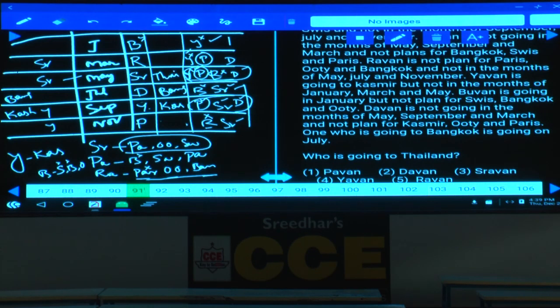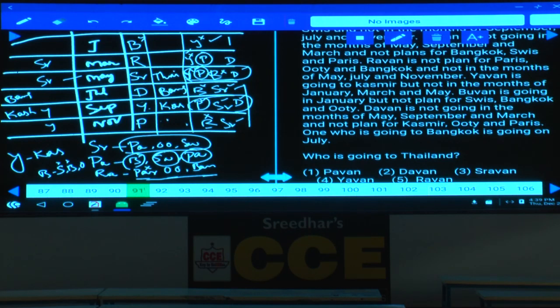If Ravan is for Thailand, then coming to Pavan: Pavan is not going to Bangkok, not going to Swiss, and not going to Paris. Swiss, Paris, Kashmir, Bangkok and Thailand were done. Then what is left over here?